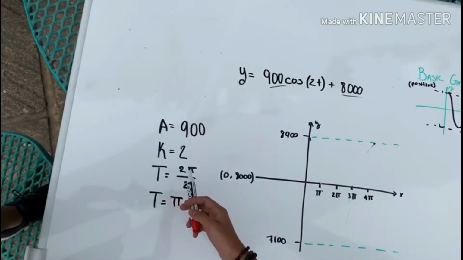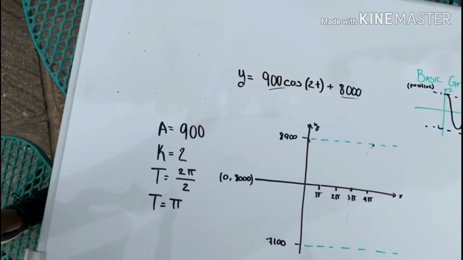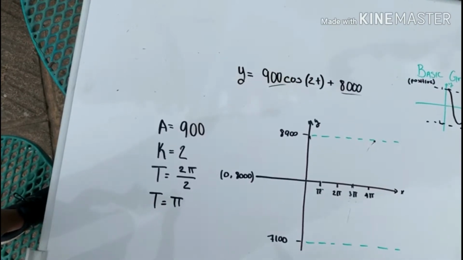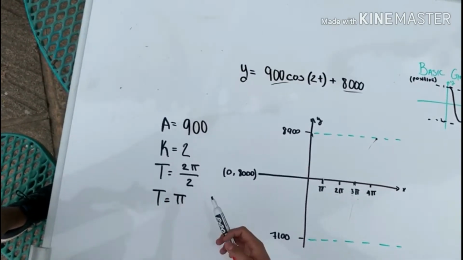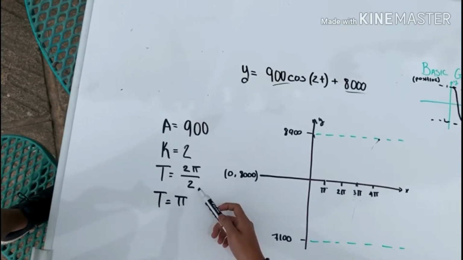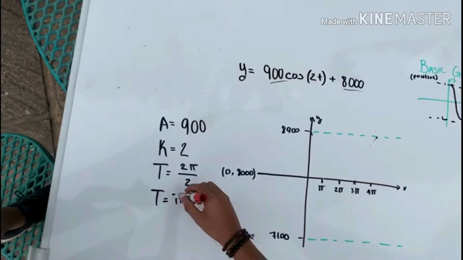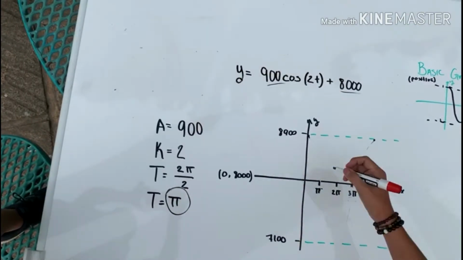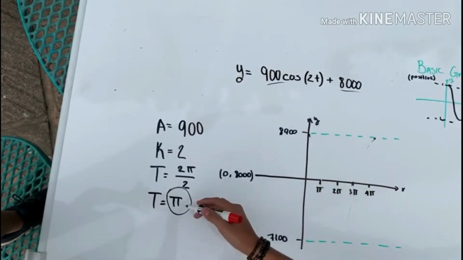We have that k is equal to 2, and the period formula is 2π over k, so that's why 2π over 2, and we get π. And we would graph it like this, moving every 1π.